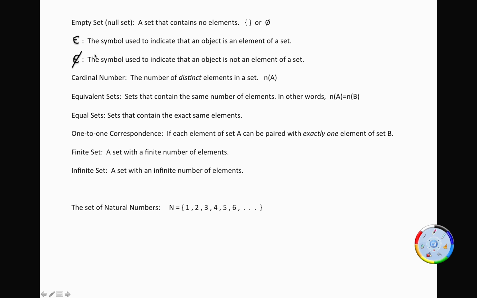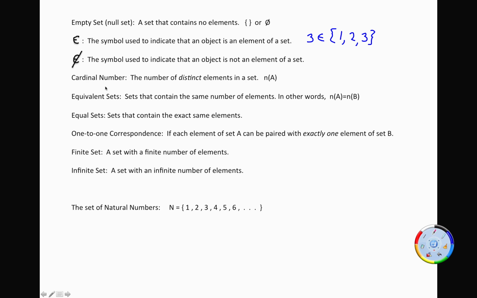This symbol is used to indicate that an object is an element of a set. In other words, we might say 3 is an element of the set {1, 2, 3}. If I put a bar through it, of course that means it's not an element of the set.